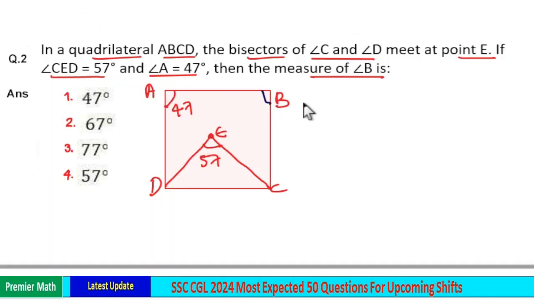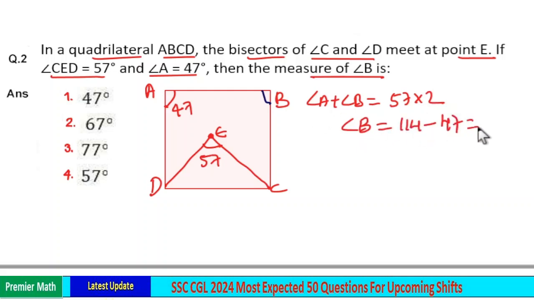Here we have a short trick, that is angle A plus angle B is equal to double of 57. 57 into 2. Then angle B is equal to 114 minus angle A, which is 47. So 114 minus 47 is equal to 100 minus 33, that is 67 degrees. So option 2 is your answer.